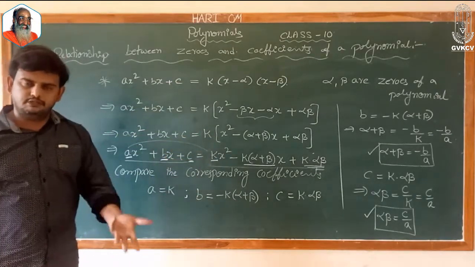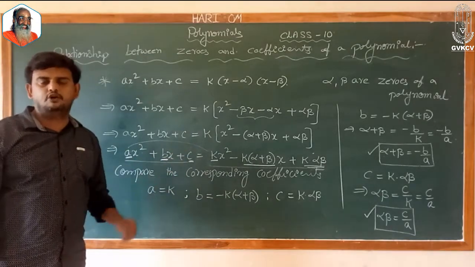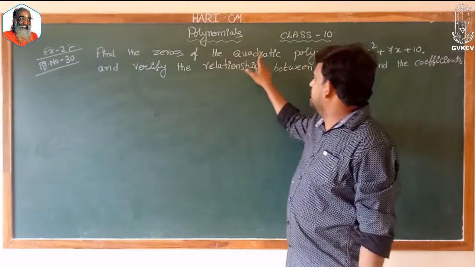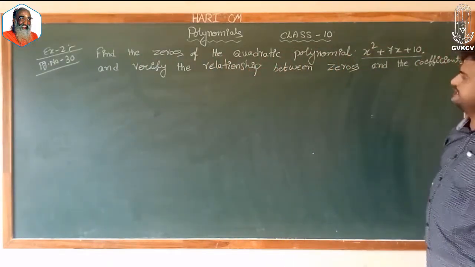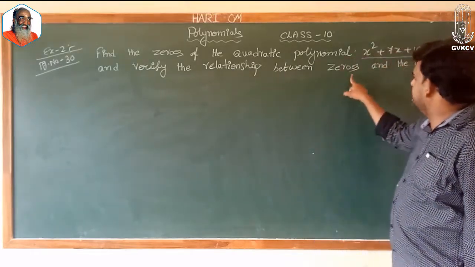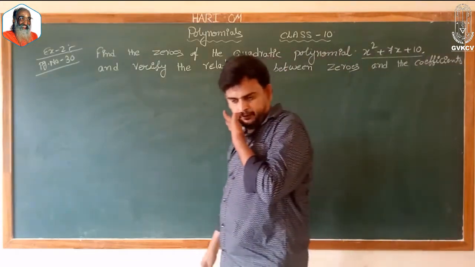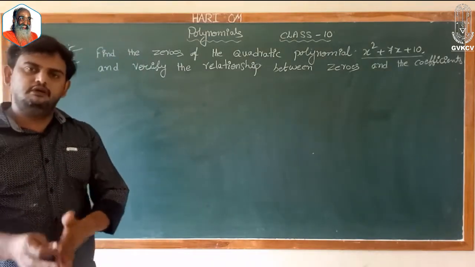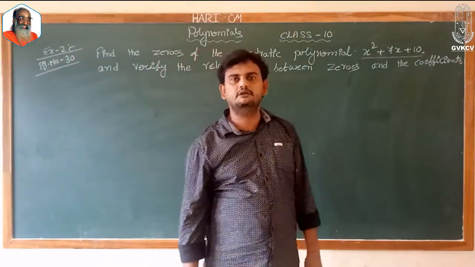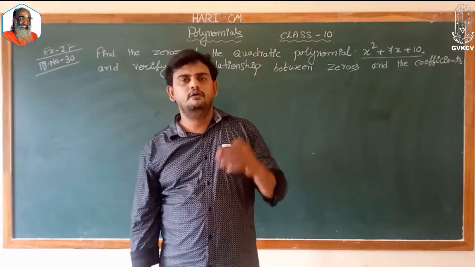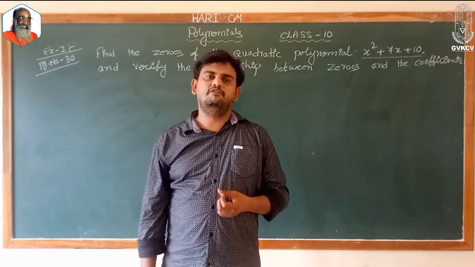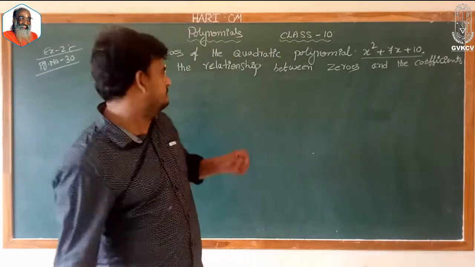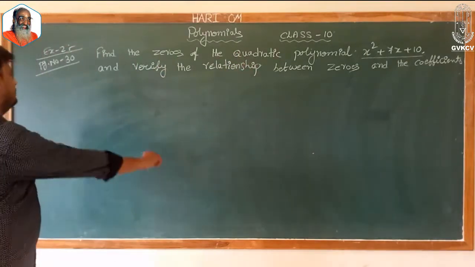Now, using this concept, let us practice some problems so that you have more clarity about this concept. Here we have example number 2. What is the question given? Find the zeros of the quadratic polynomial x square plus 7x plus 10 and verify the relationship between zeros and the coefficients. Just now we have seen the relationship: sum of the zeros, alpha plus beta, is equal to minus b by a, and product of the zeros, alpha into beta, is equal to c by a. That relation we need to check. So first we need to find the zeros.